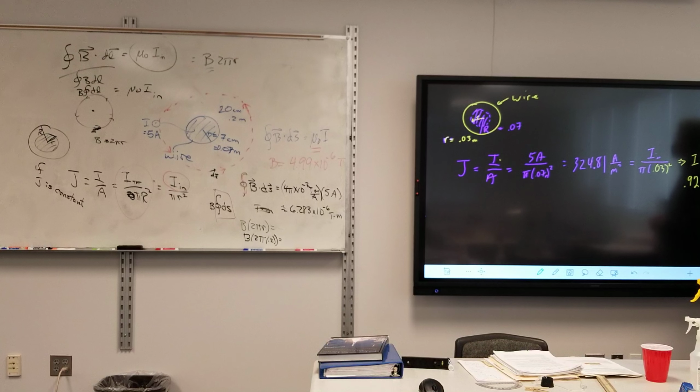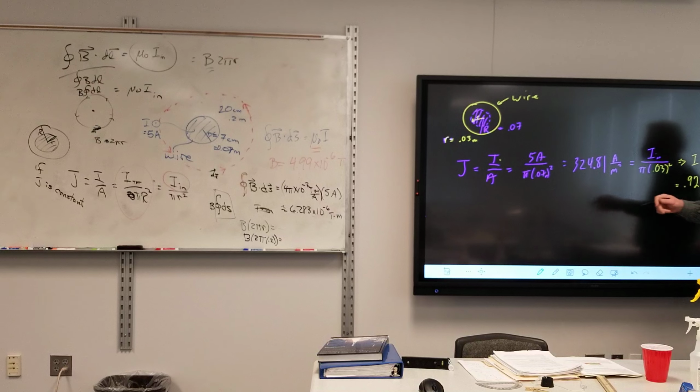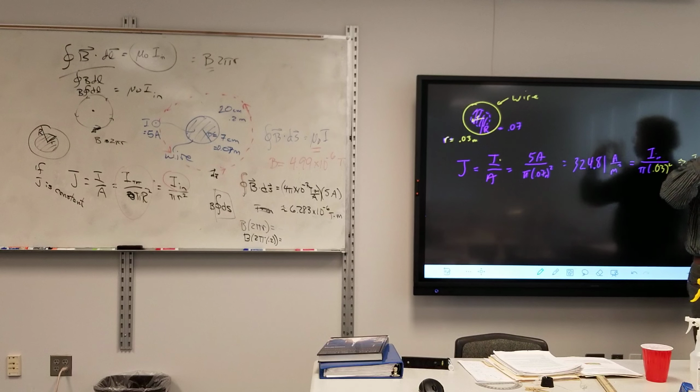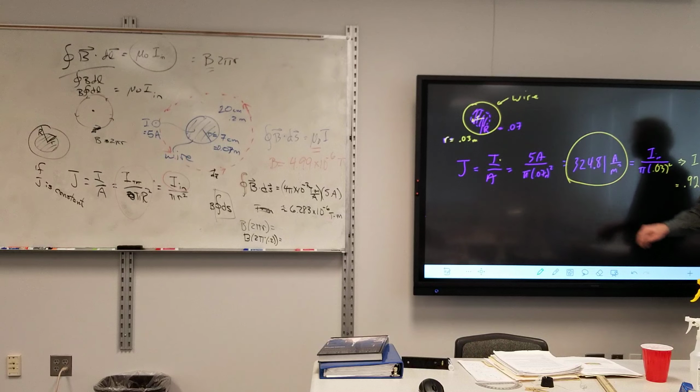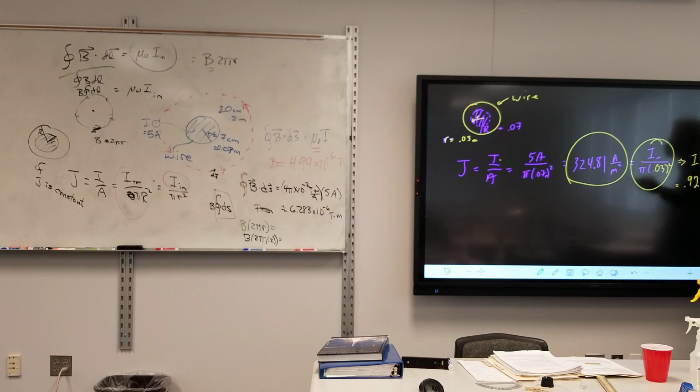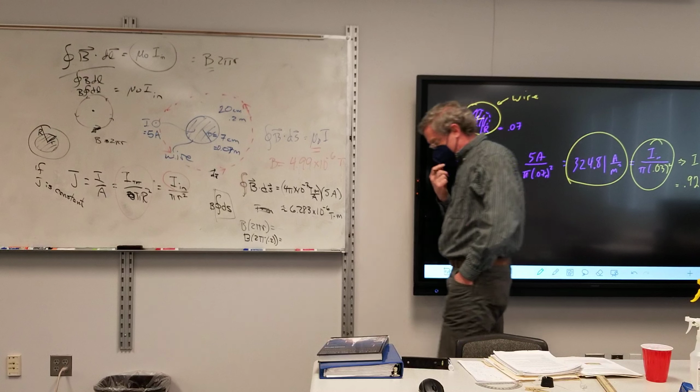Anyone else? Good confirmation? 0.92 amps. Yeah, that's what I'm being told. Was I lied to? What are we using for current? Are we using 5 amps again? No, 5 amps is for the entire wire. I'm figuring out how much is just flowing through this part. Oh, okay. Yeah, I got the same thing. All right, 0.92. So we seem to have a groundswell.